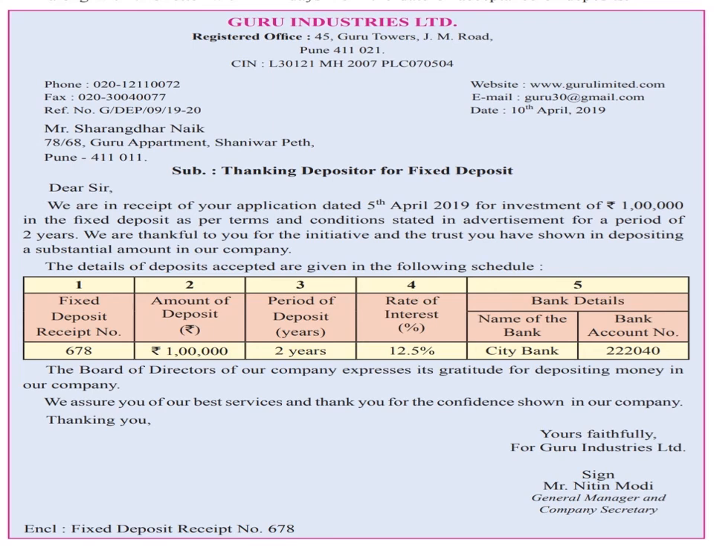Fifth box, the bank detail is mentioned. The bank is Citibank and the account number is 222040. Second last paragraph, the secretary is writing, the board of directors of a company expresses its gratitude for depositing money in our company. We assure you our best services and thank you for the confidence shown in our company.